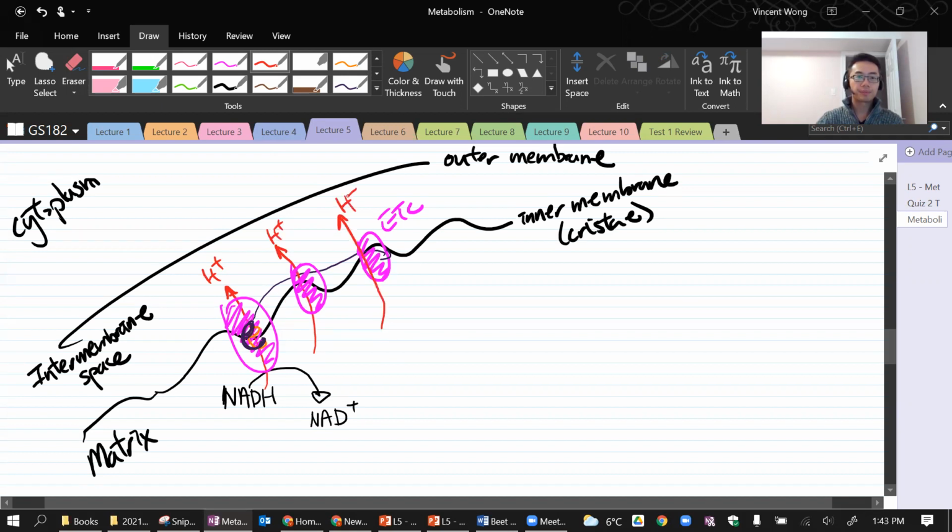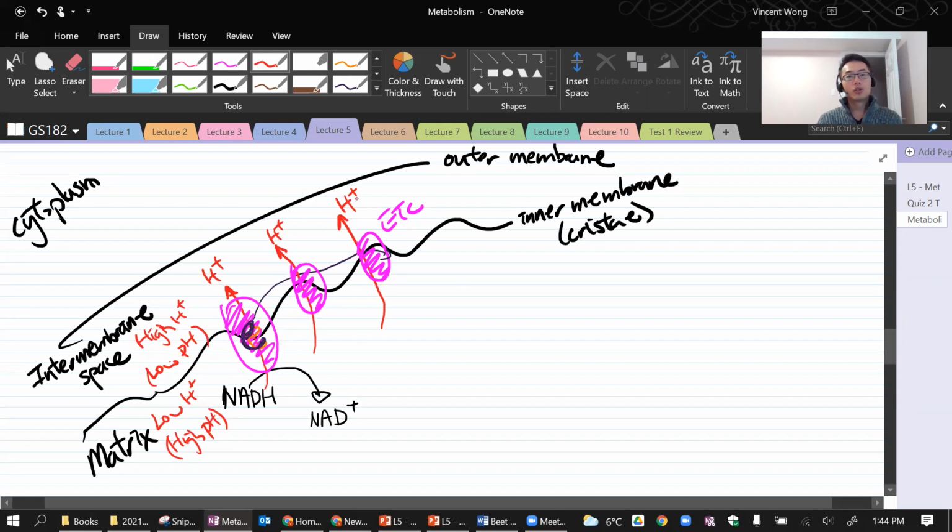intermembrane space. As this is happening, you will create high H+ concentration here, and then inside the matrix will have low H+. And as you learned in chemistry class, high H+ means a low pH. Sorry, I was correct. Low pH means acidic, right? And if you have low H+, it means you're going to have higher pH.